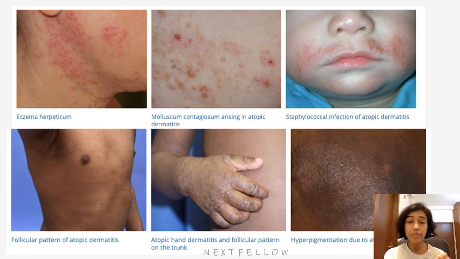Molluscum contagiosum can also occur very easily when there's a disrupted skin barrier, and they can spread quite fast. Staphylococcal infections, or secondary superficial bacterial infections, are very common in atopic patients. So you can have impetigo in infants. You can have follicular pattern of atopic dermatitis in older children. Okay, you can have a lot of lichenification, as you can see on the hands of this child, and hyperpigmentation.